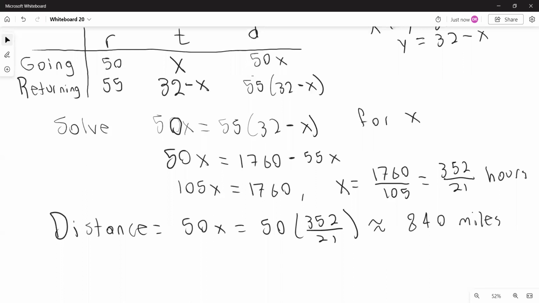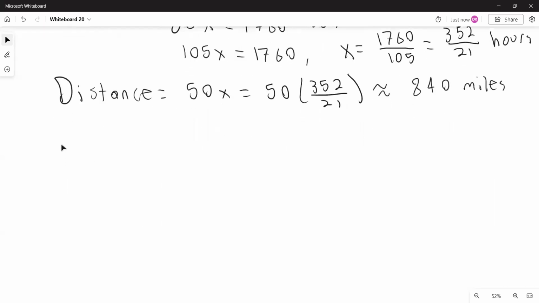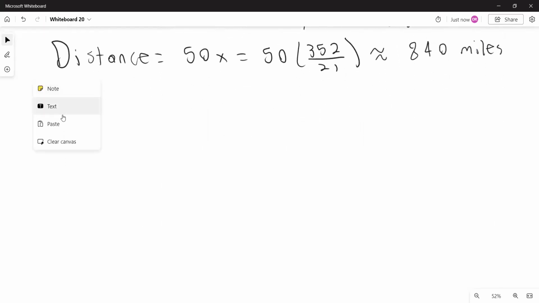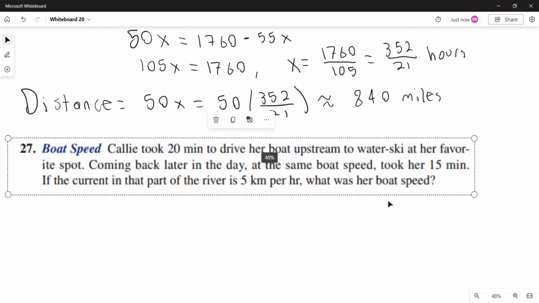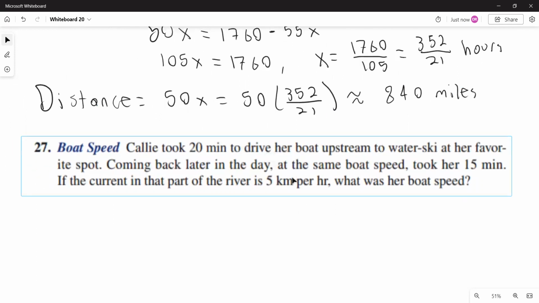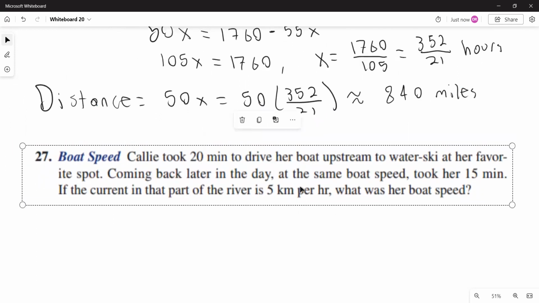But I'm going to do another problem involving motion. That's on page 102, number 27. Number 27 on page 102.